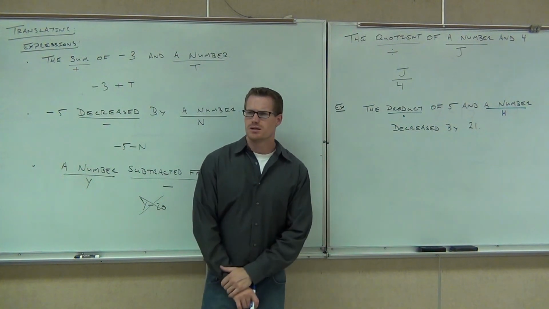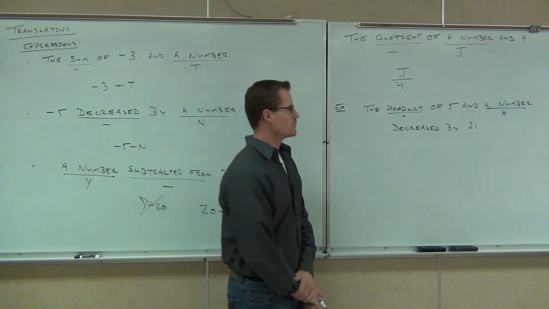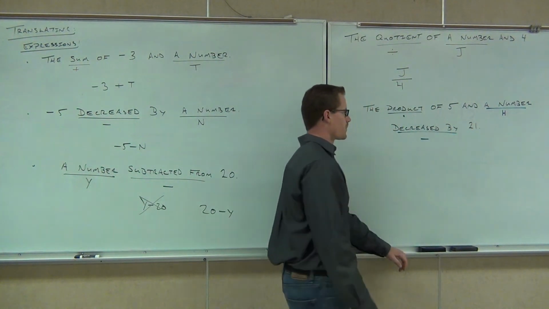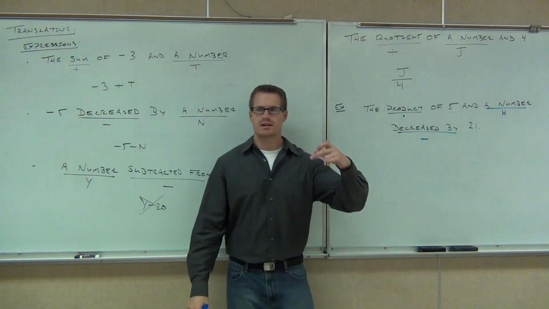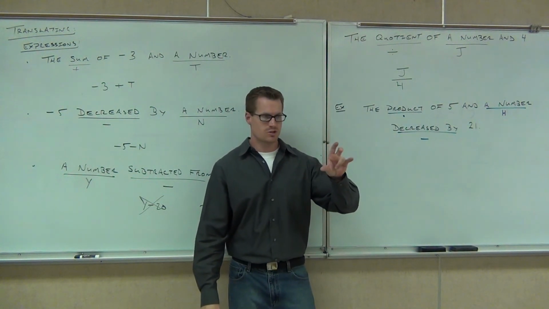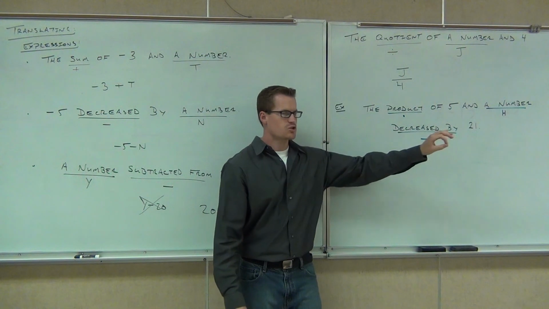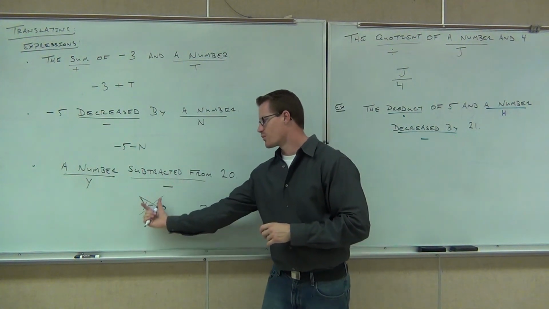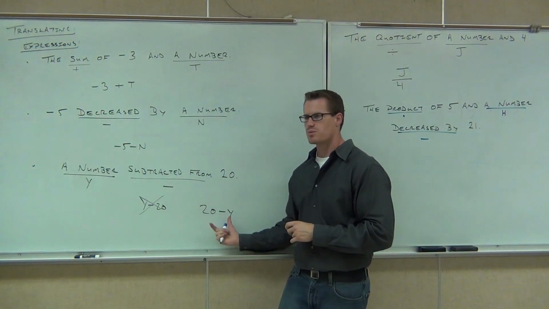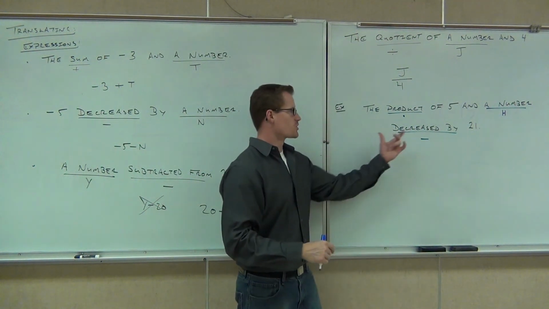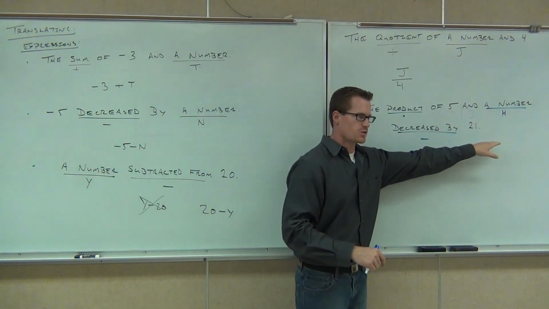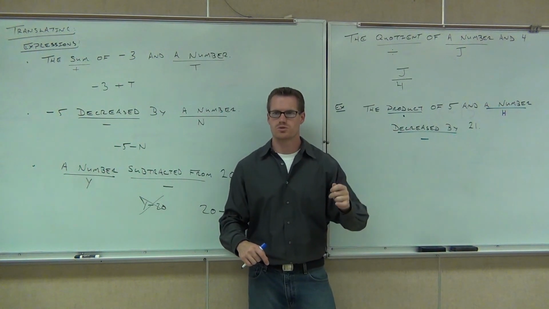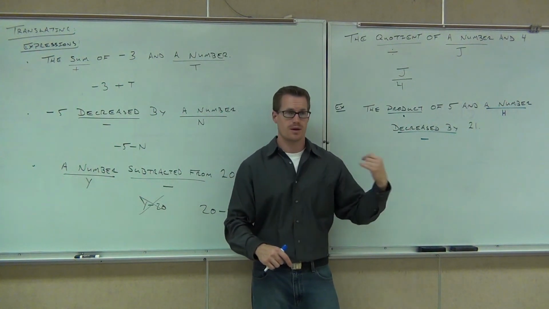What else needs to be underlined? Decreased by. What's decreased by mean? Decreased by does not mean subtracted from. Decreased by means minus the rest. Subtracted from would be written at the end of our sentence. A number subtracted from 20 would be 20 minus y. Decreased by states what it's being decreased by. It's being decreased by 21. So whatever we have, we're going to subtract 21 from it. Do you see the difference between that problem and that problem?